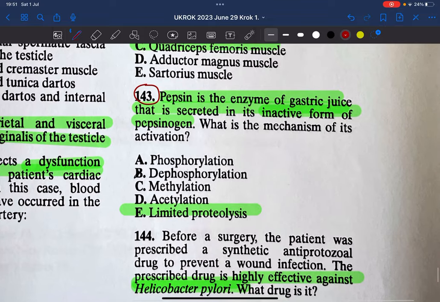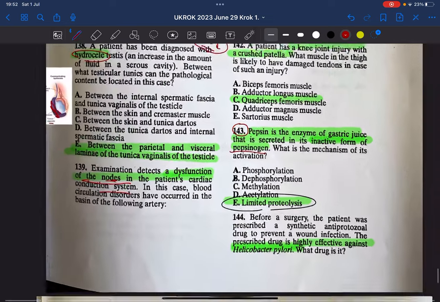Pepsin is an enzyme of gastric juice that's secreted in its inactive form, pepsinogen. What is the mechanism of its activation? All of these enzymes, trypsinogen to trypsin, chymotrypsinogen to chymotrypsin in the small intestine, pepsinogen to pepsin, the way that they are converted to their active form is by limited proteolysis, where a part of the protein enzyme gets cleaved and we get the active enzyme.